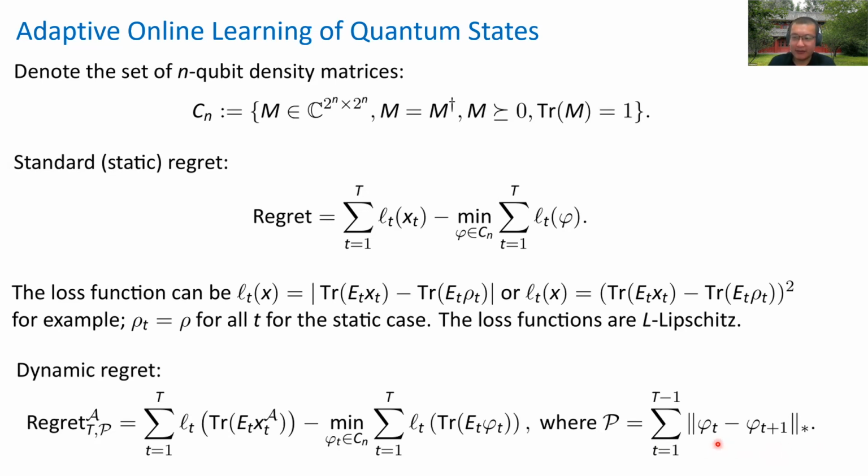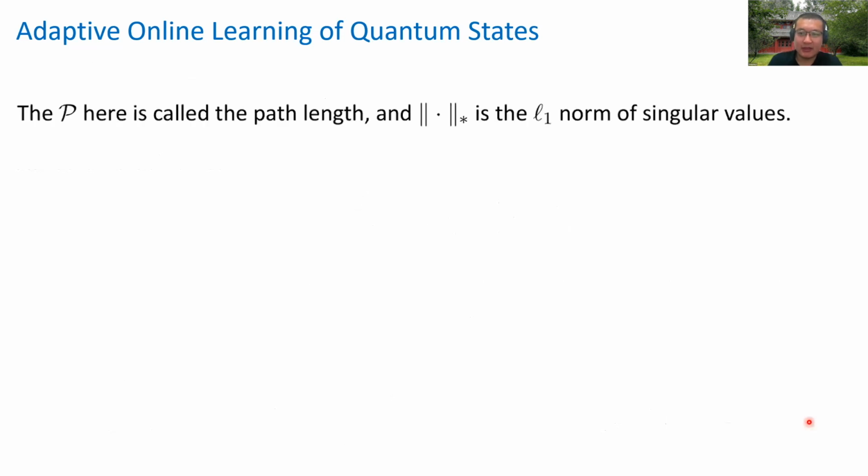This might look a little strange because there is a star in this norm. This is called the nuclear norm. The nuclear norm of a matrix is the L1 norm of its singular values. And the P here, intuitively, you can imagine as a measure of how much the states change. This is typically called the path length. So this is the first definition of dynamic regret.